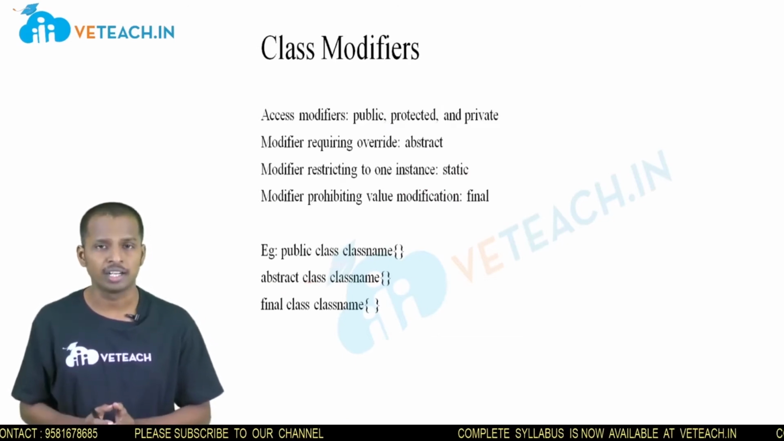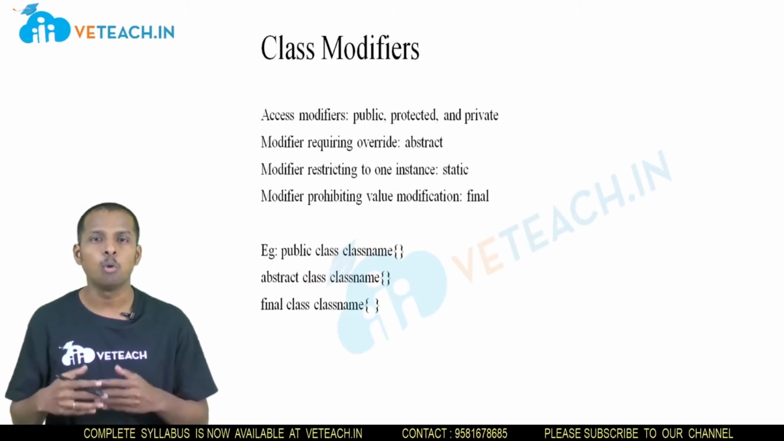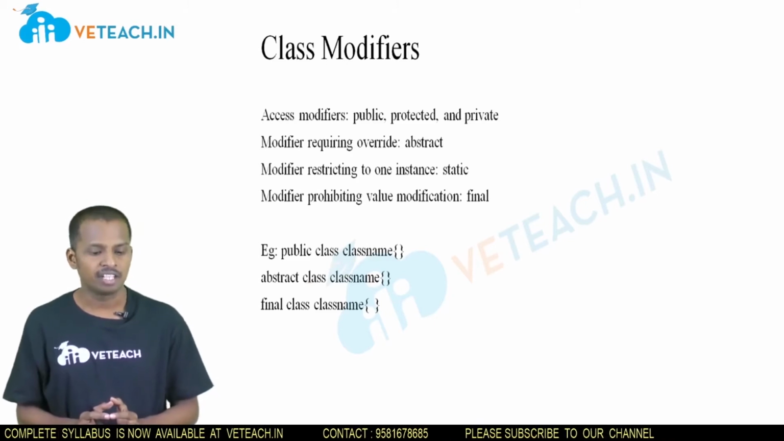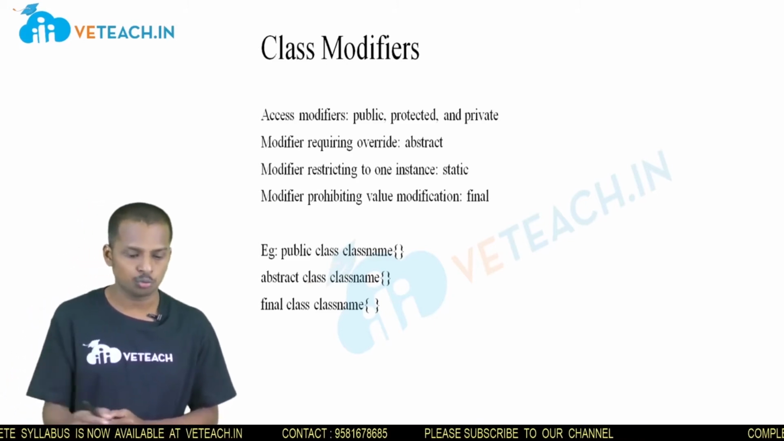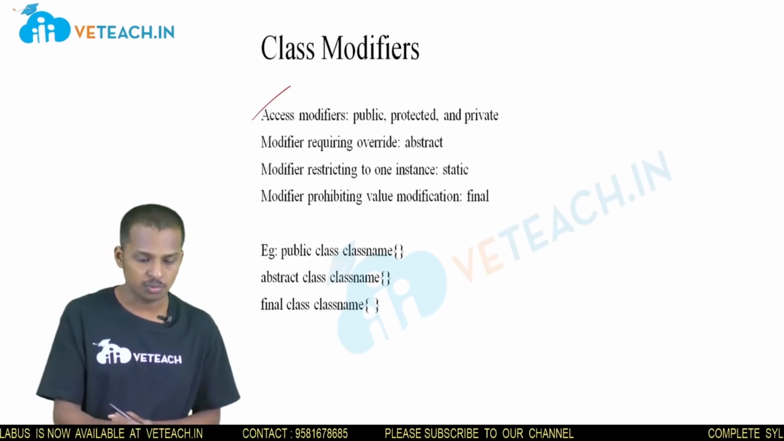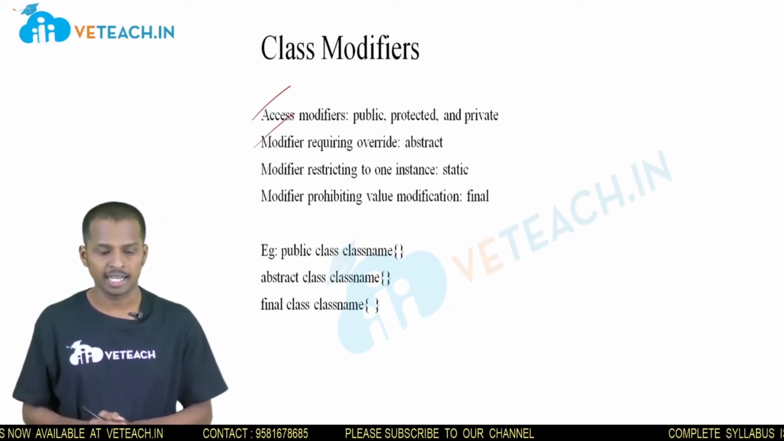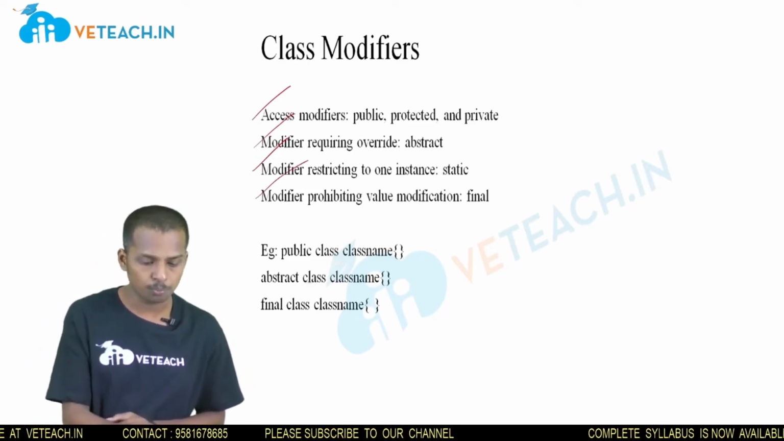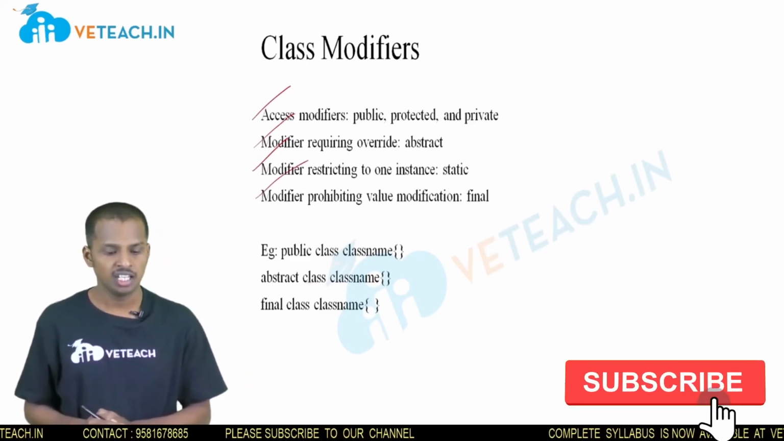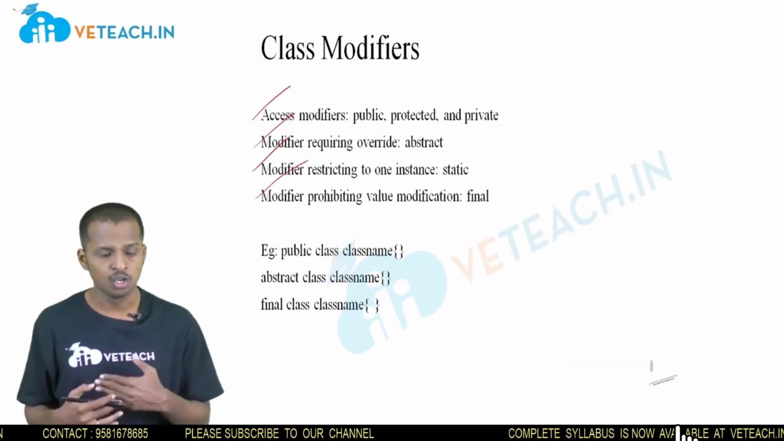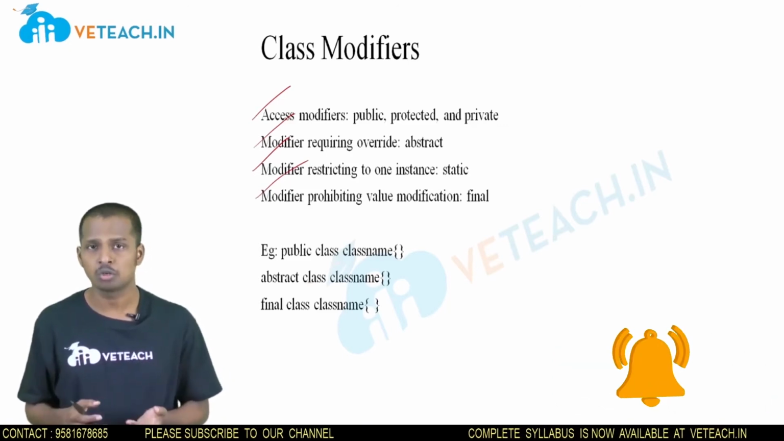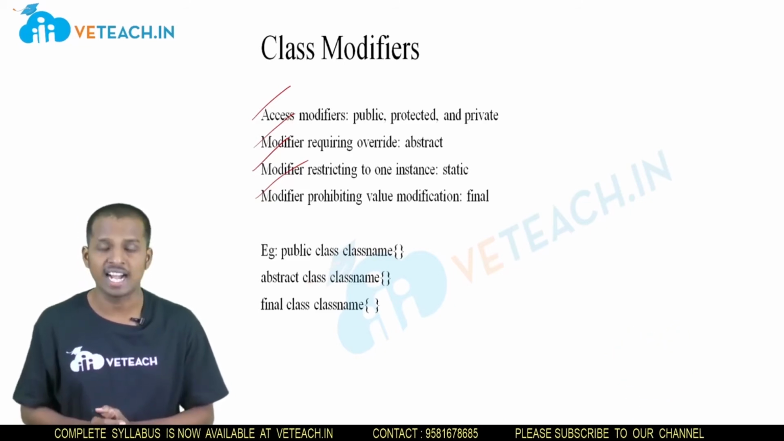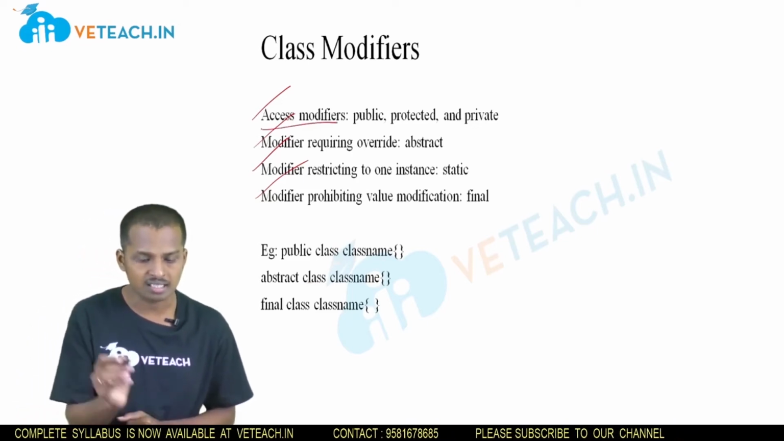Next one is class modifiers. What do you mean by a modifier? Modifier can do any modifications on the classes or the variables. In Java, we have different types of modifiers. The first type is access modifiers. Next are modifiers requiring override, modifiers restricting to one instance, modifiers prohibiting value modification. By using all these modifiers, we can declare a class or the variables or the methods that are present inside a class.